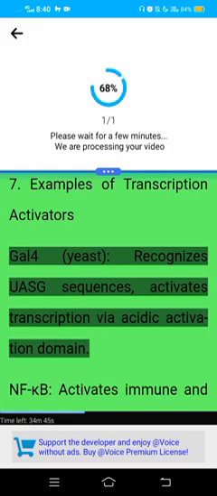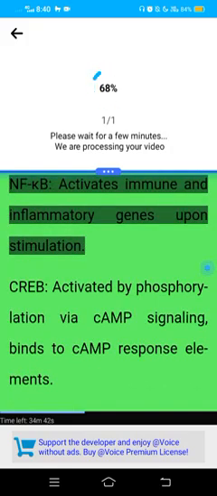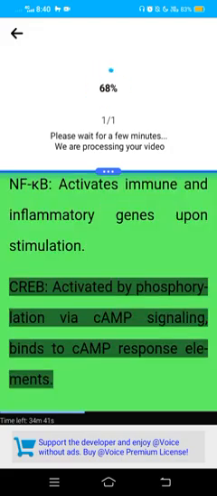Gal4 in yeast recognizes UASG sequences and activates transcription via an acidic activation domain. NF-kappa B activates immune and inflammatory genes upon stimulation. CREB, activated by phosphorylation via cAMP signaling, binds to cAMP response elements.